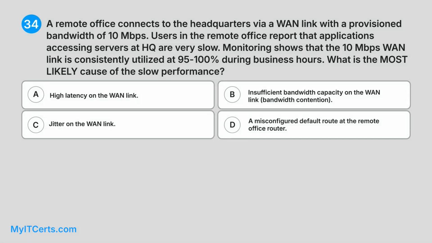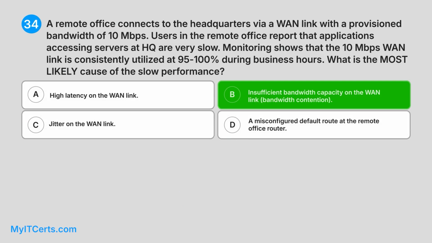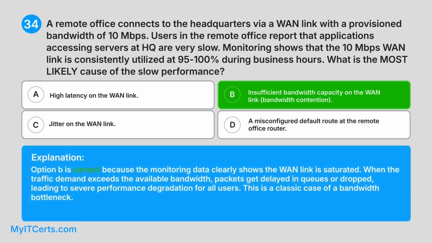Correct answer. B. Insufficient bandwidth capacity on the WAN link. Bandwidth contention. Explanation. Option B is correct because the monitoring data clearly shows the WAN link is saturated. When the traffic demand exceeds the available bandwidth, packets get delayed in queues or dropped, leading to severe performance degradation for all users. This is a classic case of a bandwidth bottleneck.